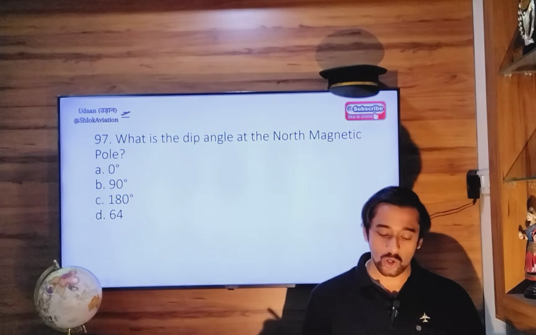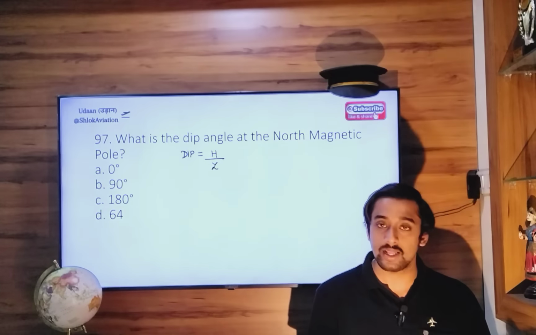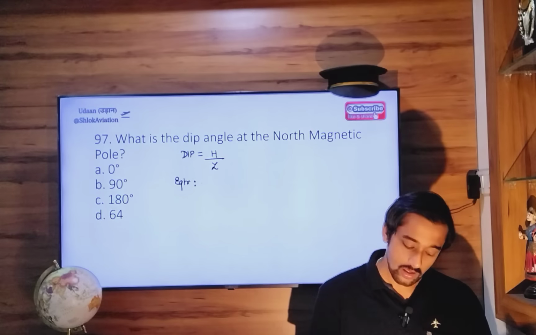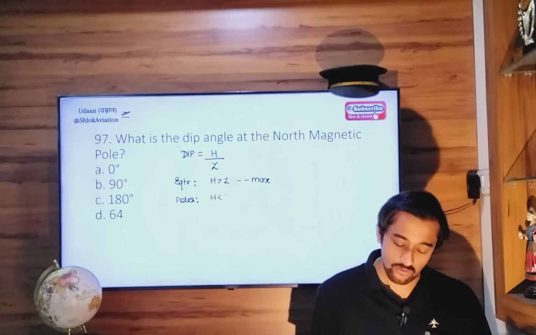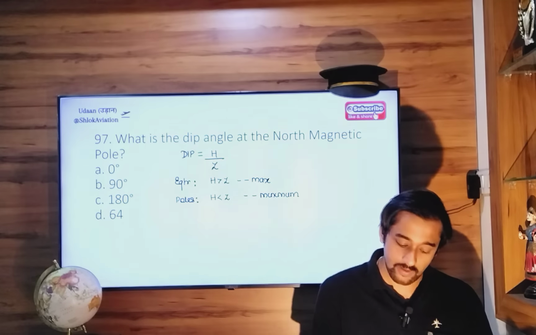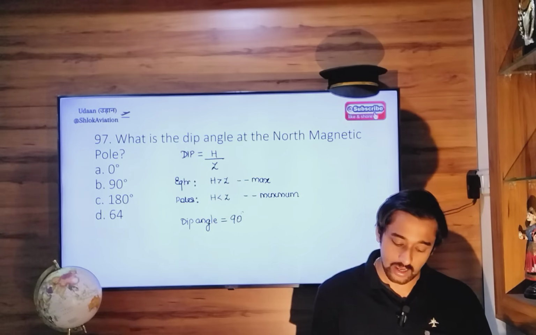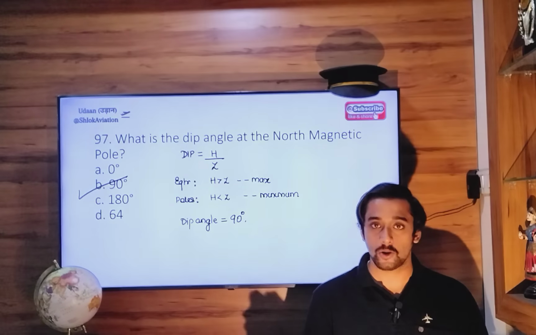What is the dip angle at north magnetic pole? Now dip angle is the angle between horizontal magnetic field and vertical magnetic field. At equator, horizontal magnetic field is more than vertical, that is, it is maximum. At poles, horizontal magnetic field is less than the vertical component, meaning it is minimum. And the dip angle is 90 degree. At equator it is 0 degree, at poles it is 90 degree. So option B is the correct option.